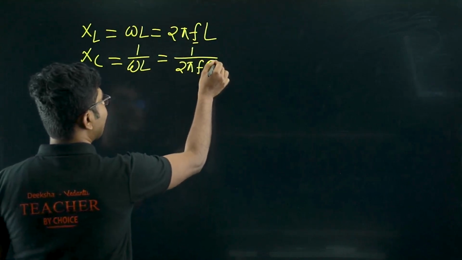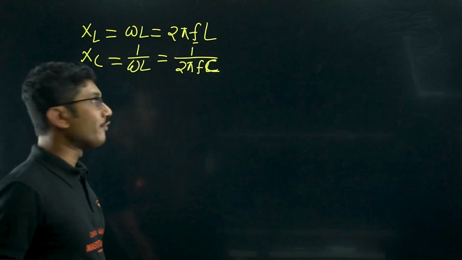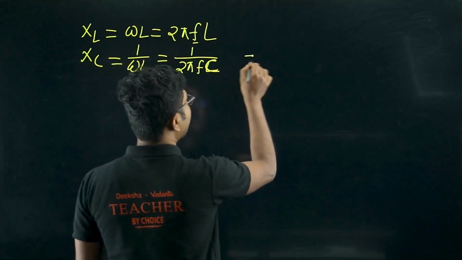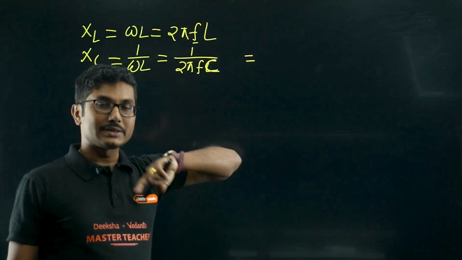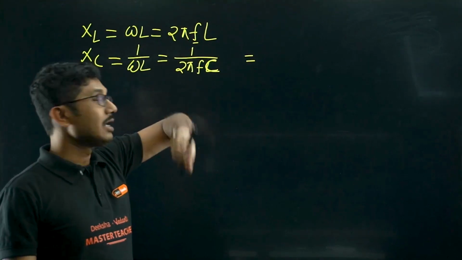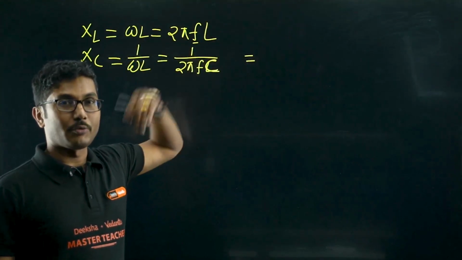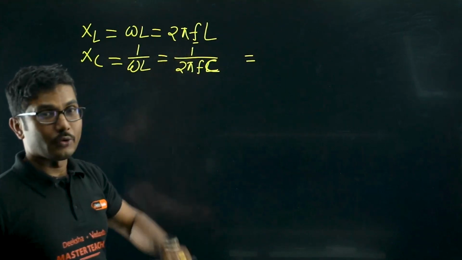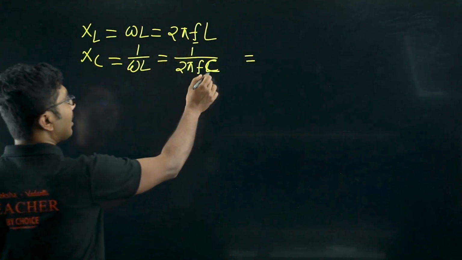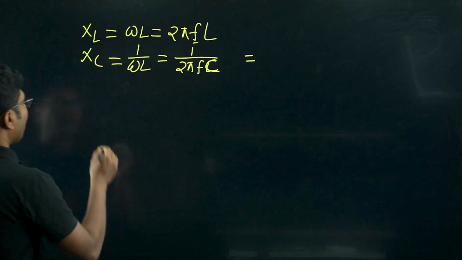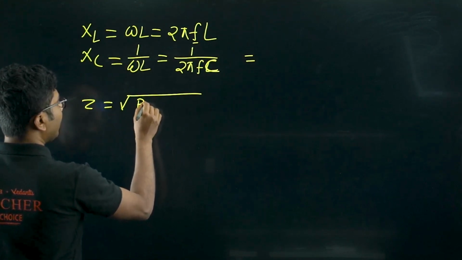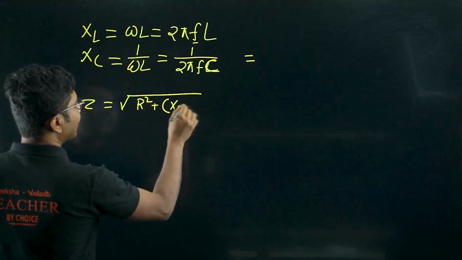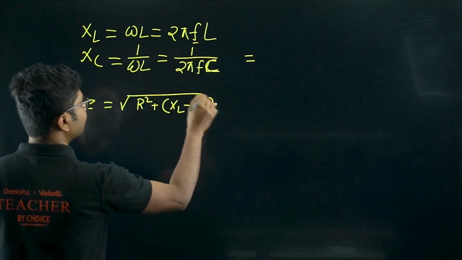Now you have to remember that capacitance is generally given in microfarad. So that 10 to the power minus 6, whatever it is, has to go up because it is negative in the denominator. It will become positive, and that will give you the value of XC. So be careful about calculating XC. Now what is the impedance? The formula is simple: Z is the square root of R square plus XL minus XC whole square.